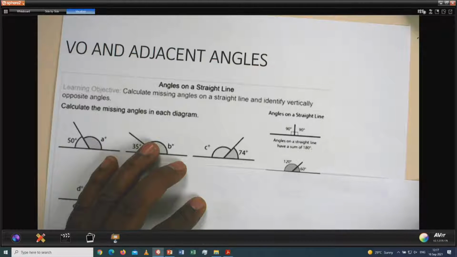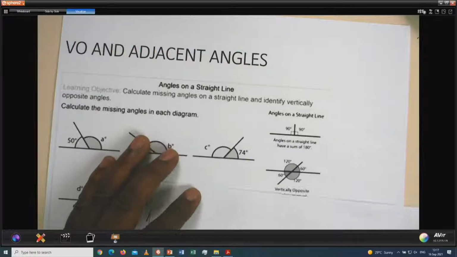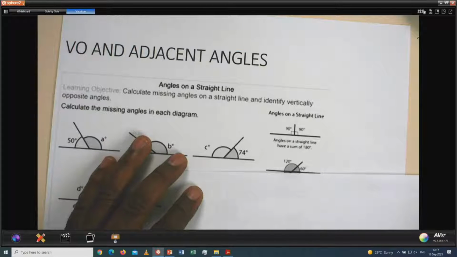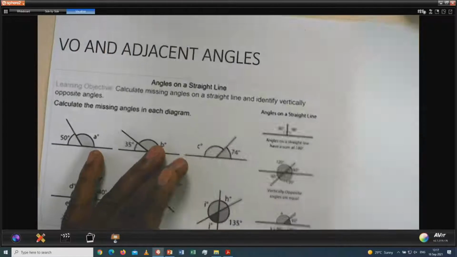60 plus 120, 180, of course. Here's your other straight line. The adjacent angles, what do they give you? 180, or we can say supplementary. Straight line. So always, that will be your approach when you do this kind of question.